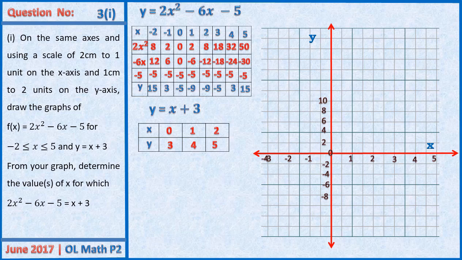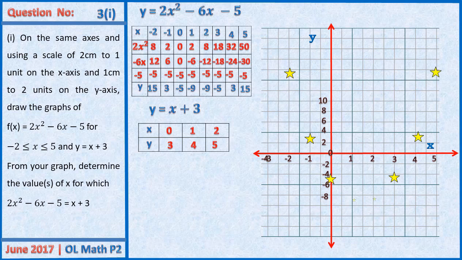Now you can start plotting. The first point, we have -2, 15. Then we have -1, 3. 0 and -5. x is 1, y is -9. x is 2, y is -9. x is 3, y is -5. And x is 4, y is equal to 3, and x equals 5, you have 15.